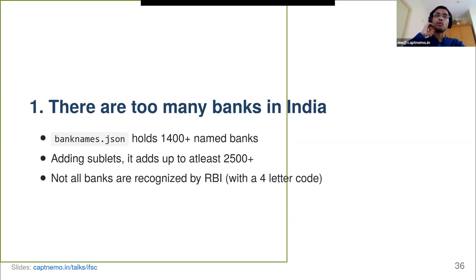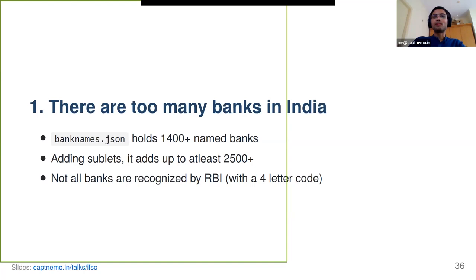RBI is actually trying to do a lot of things in this regard. They're trying to shutter a lot of small cooperative banks, which were not being profitable. They're trying to shut down rural regional banks, which are called RRBs, and trying to merge them together into a single PSP and so on.